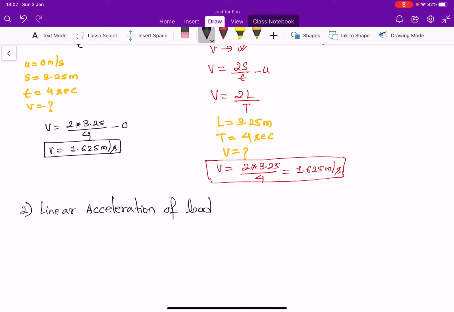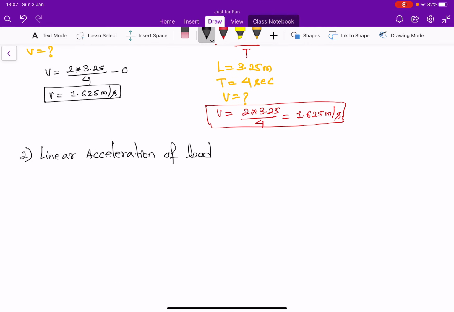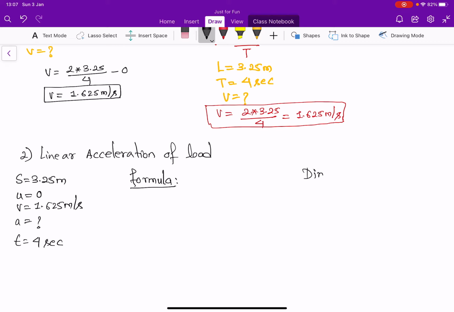So same thing, first let's write what is known to us. Again, our displacement is 3.25 meter, initial velocity is 0, and the final velocity we already know from the formula, which is 1.625 meter per second. We don't know the acceleration, that's what we're going to find, and time is known to us, which is 4 seconds. Now same thing, we are going to use a formula here, and then we're going to use dimension analysis.